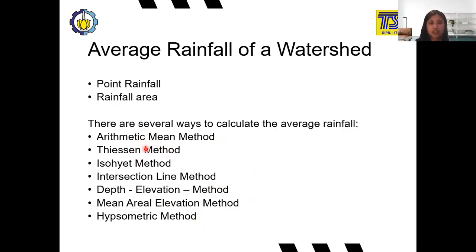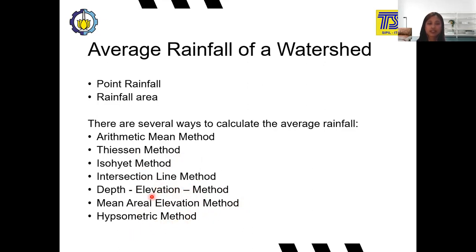The top four are the methods that are usually used, and the arithmetic mean method and the Thiessen method are the simplest and most frequently used. So we will talk more about these two, and isohyet we will talk about a little bit, and the intersection line method, I think we will also talk about a little bit. And there are also the depth elevation method, mean areal elevation method, and hypsometric method.